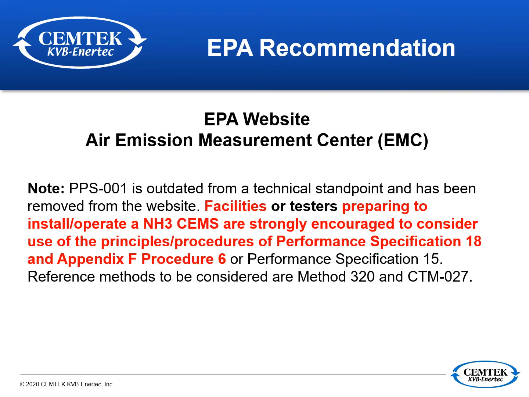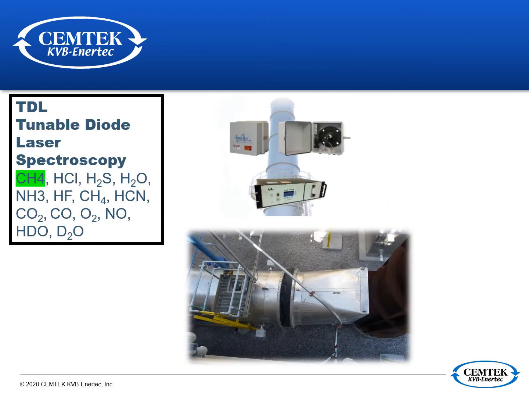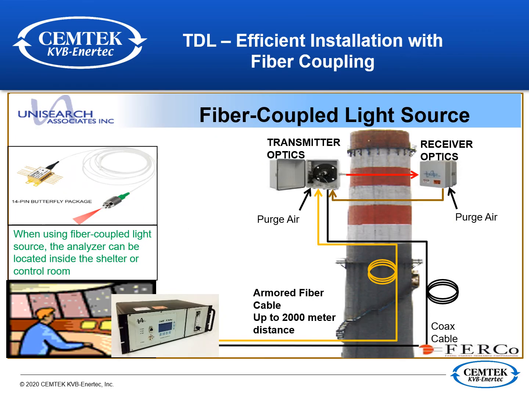Before I start with tunable diode laser spectroscopy, the EPA has already approved using tunable diode lasers for other gas measurements such as HCl and ammonia. This is a direct text from the EPA website calling out that they prefer using integrated path CEMS, TDLs, to monitor these kinds of gases. TDL can measure many gas components, including methane.